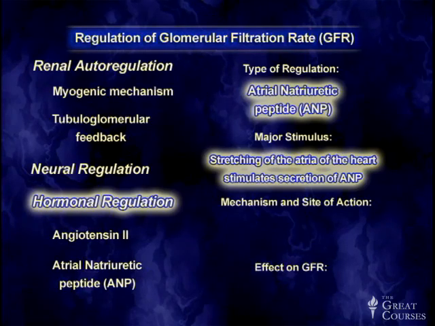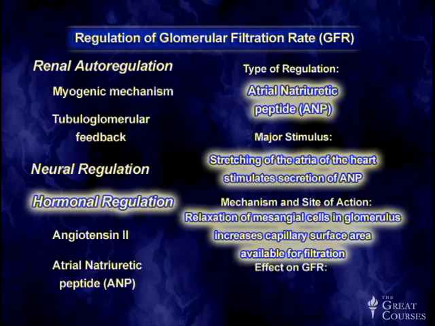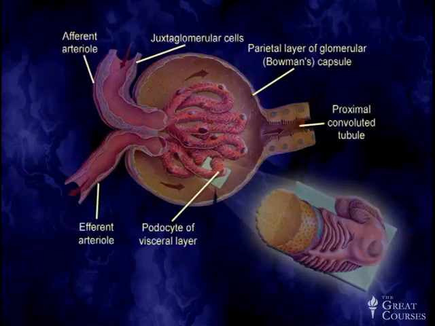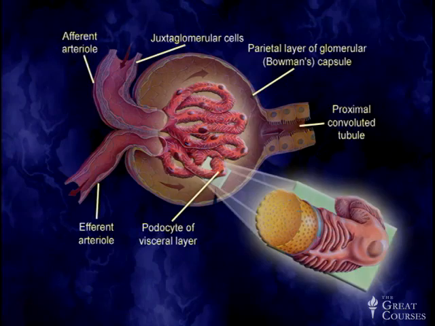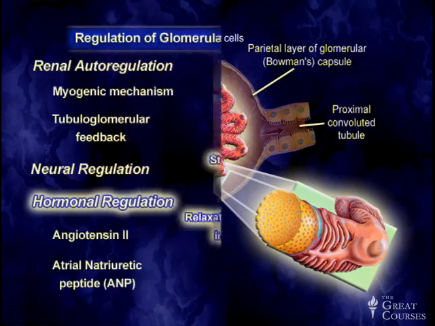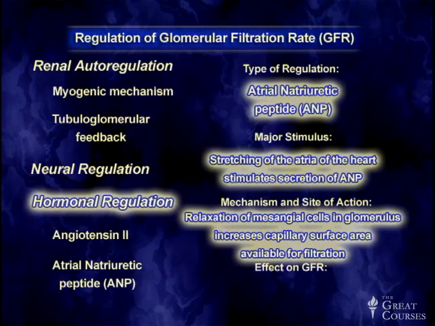ANP circulates down to the kidney. That's the target organ. It relaxes something called mesangial cells. Those were the ones that are located back here inside this part of the glomerulus. The mesangial cells are named because meso means the middle, angio means blood vessel. The mesangial cells in the glomerulus relax, increase the capillary surface available for filtration, and we can filter more of the GFR across the membranes.